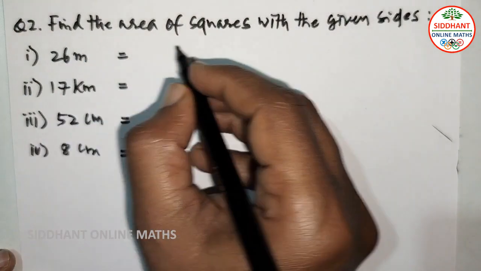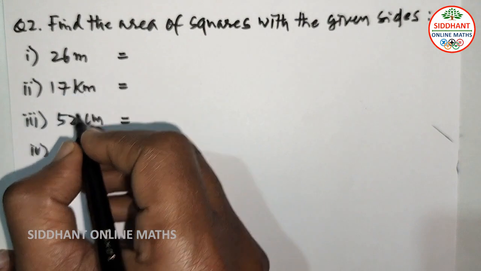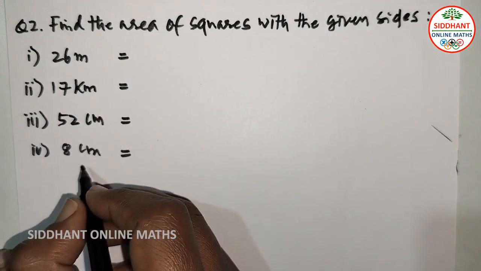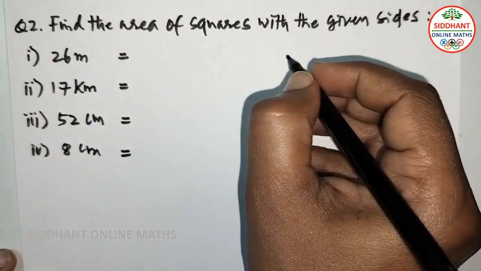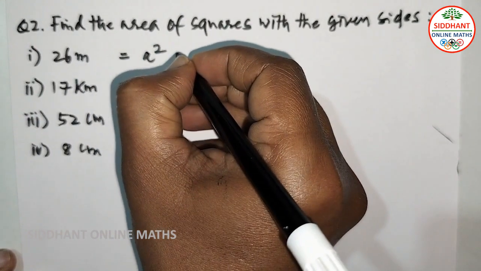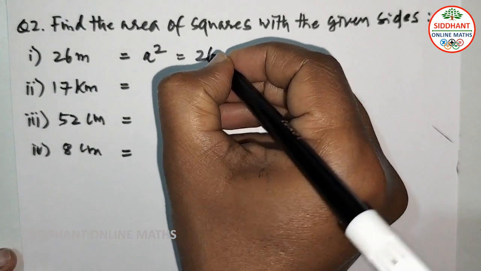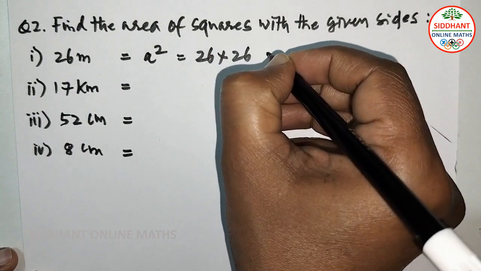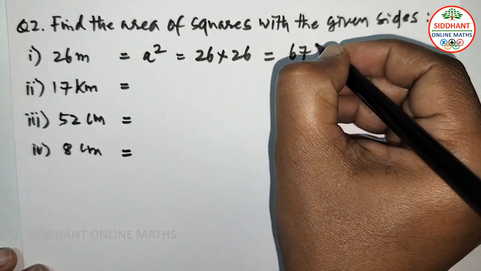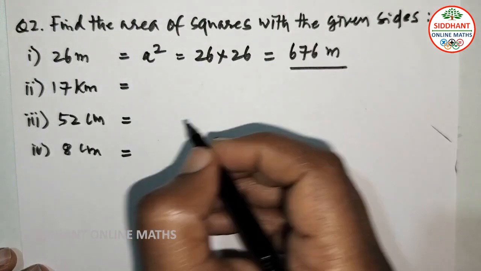Question number 2. Find the area of squares with the given sides. 1: 26 meters, 2: 17 kilometers, 3: 52 centimeters, 4: 8 centimeters. So we know that area of square is a square, that means side square. So one side is 26 meters, then 26 into 26 we are going to multiply, then we get here 676 meters is the area of a square.